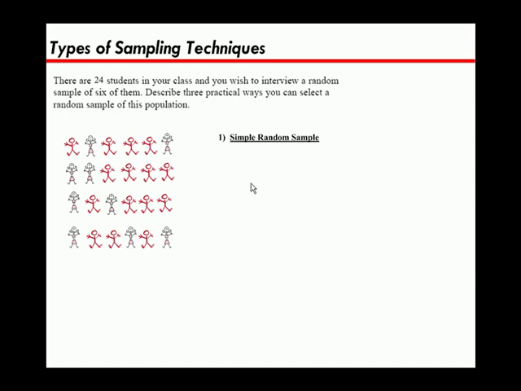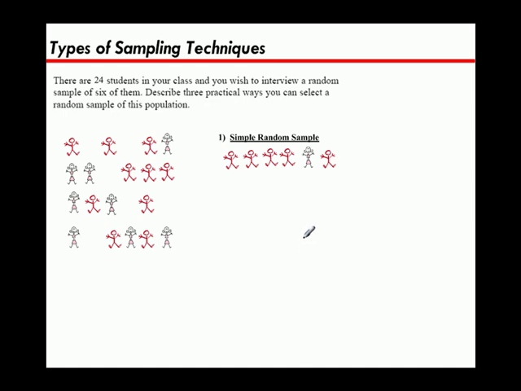This first method is, well, it's just what it sounds like. I just go into the classroom and without any real thought, I just grab 6 people at random. I could just roll the dice if I wanted to, or just put on a blindfold and just grab or point to 6 different people until I have my sample, which is 6 people.